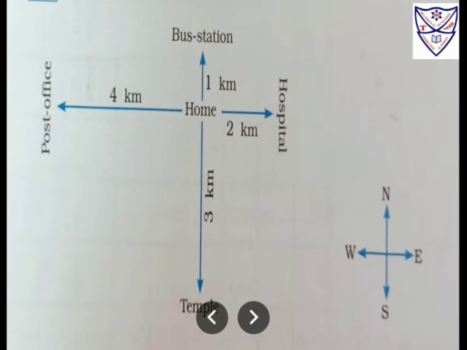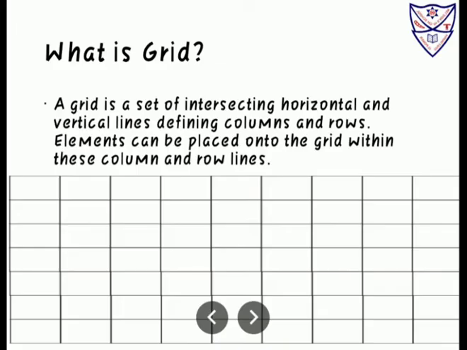Here, this is a bus stop, your house, here the hospital, here the temple, and here the post office, and these are the directions you have to learn. This is north, south, east and west. Now you are standing at your home. If you want to go to the bus stop, which direction is it? It is in the north direction. How many kilometers? 1 kilometer. Now where is the temple? In the south direction. How many kilometers? 3 kilometers. On the basis of this you can answer the following questions.